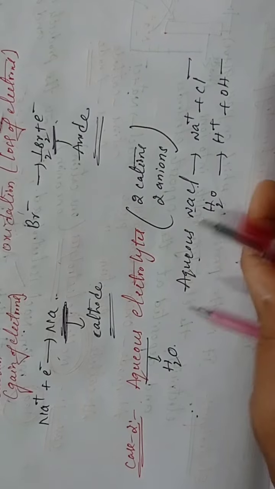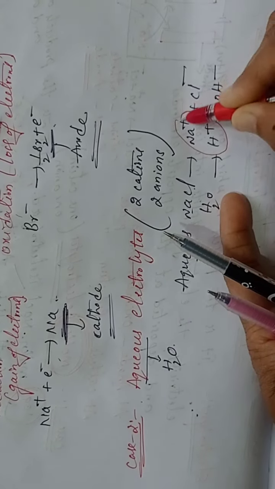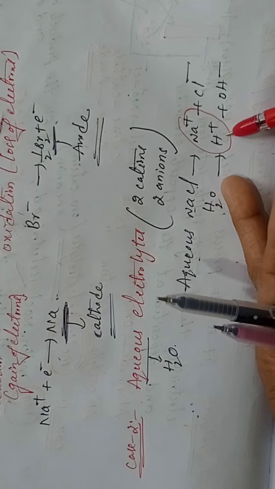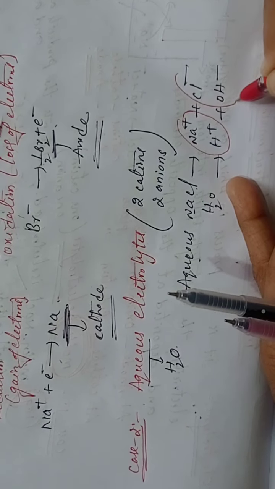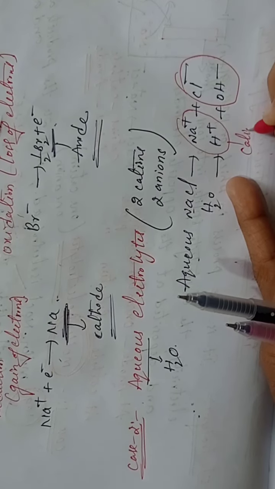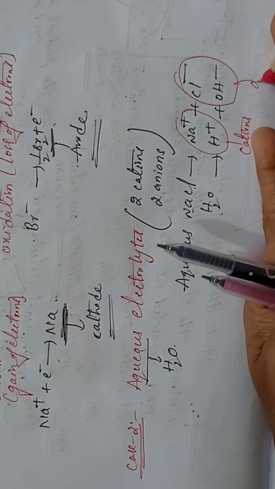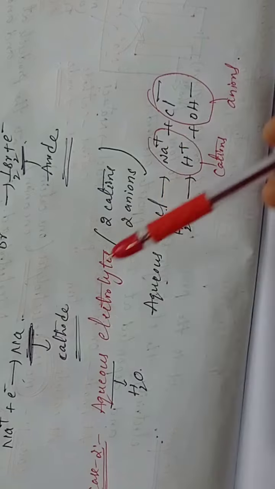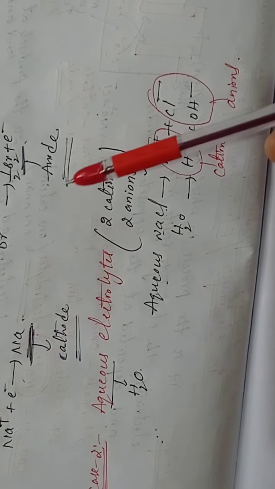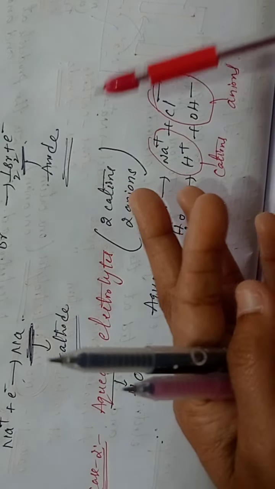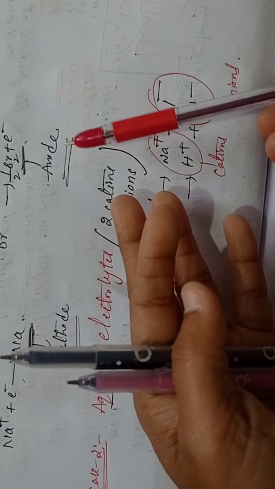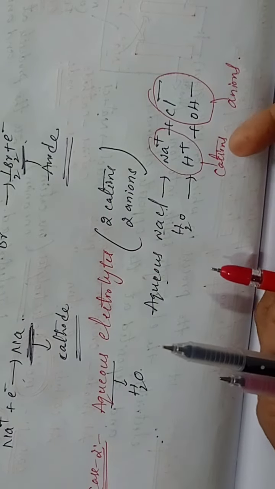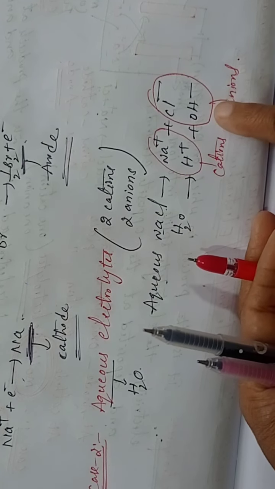So how many cations are there in the aqueous electrolyte solution? Two cations and two anions are present. Are you following? Before this, there was only one cation and one anion, so we could easily identify which one undergoes oxidation or reduction and what is formed. But in this case, students, two cations and two anions are there.